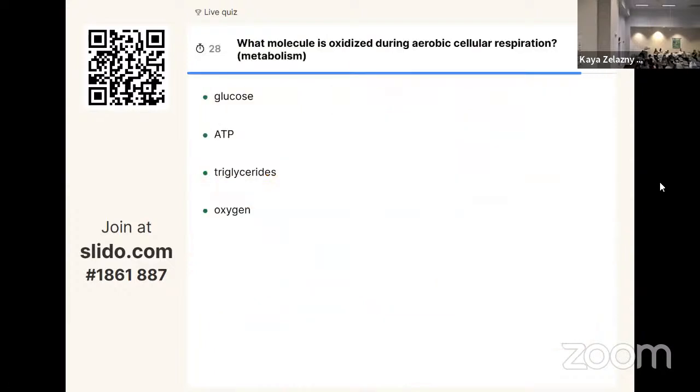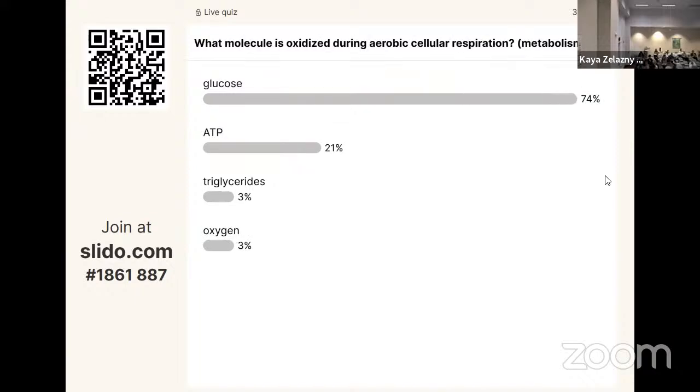The first thing we want to remember: what molecule was it that we were oxidizing during our aerobic cellular respiration, our typical normal metabolism, in order to get energy for ourselves? Okay, yeah. So the thing getting oxidized is the glucose. Sometimes we refer to our typical form of generating energy as glucose oxidation or glucose catabolism, right?